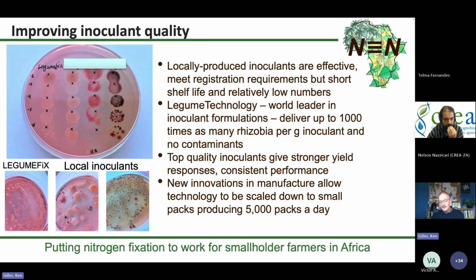And that means that you get consistent performance and stronger responses. And this sort of technology is what Nodumax has now been trying to adopt, using a sterile carrier rather than these local carriers, which are simply pasteurized. Because as you move through a value chain in Africa, you need a product which can last well on the shelf. These local inoculants really have a shelf life of less than 3 months, so it gives you very little time from production to delivery.